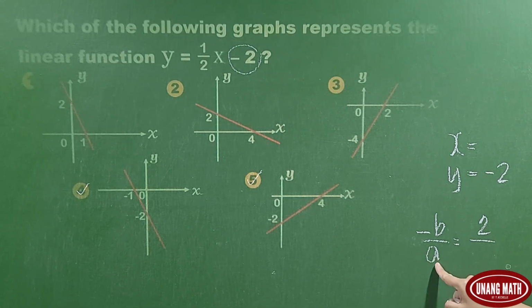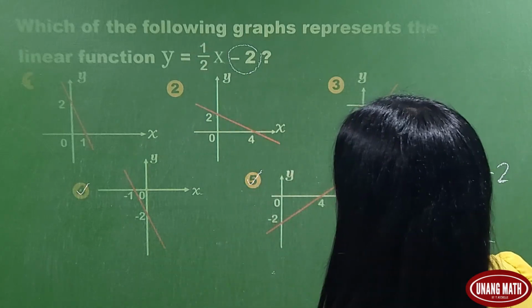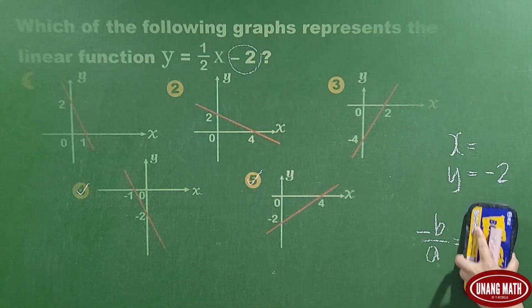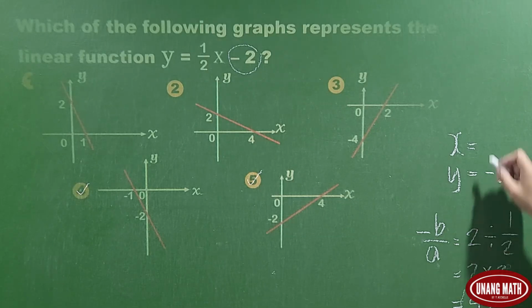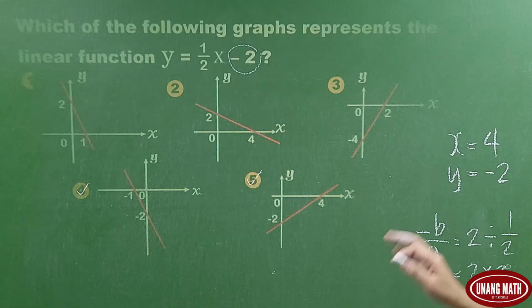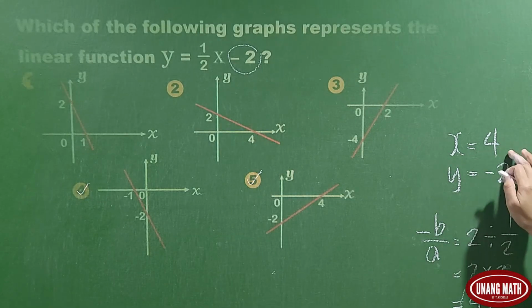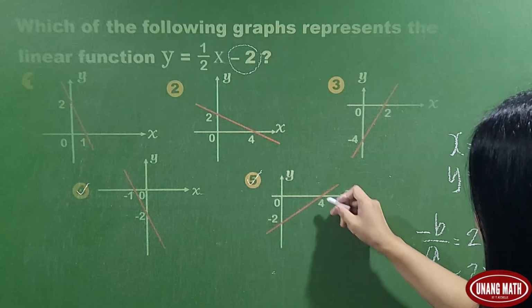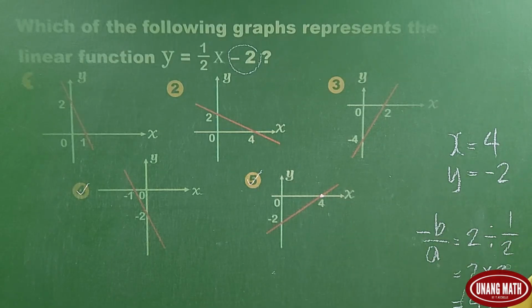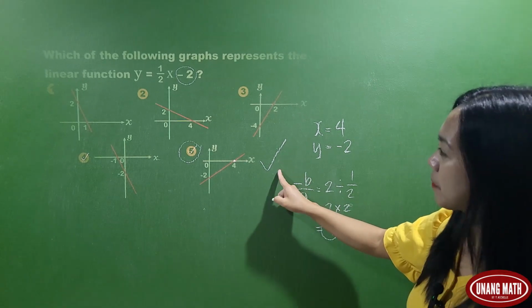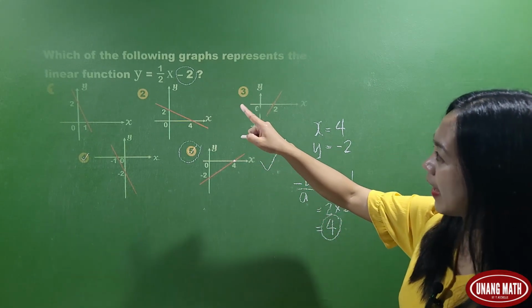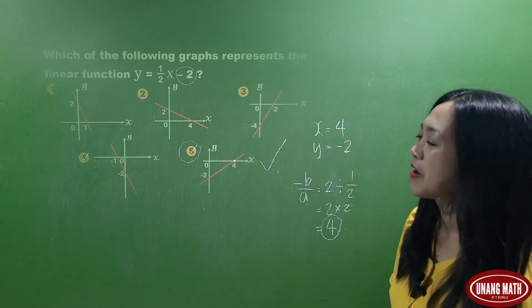What about the value of a? A is 1 half. So that means we have here 2 divided by 1 half, or 2 times 2, then our x-intercept is 4. So if our x-intercept is 4, then that means the correct graph is number 5. So this graph represents this linear function y is equal to 1 half x minus 2.